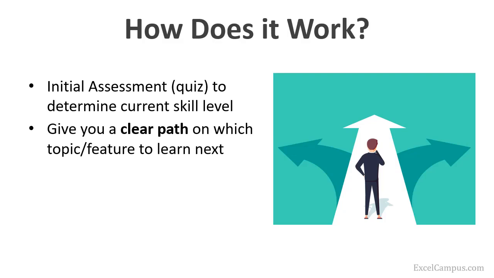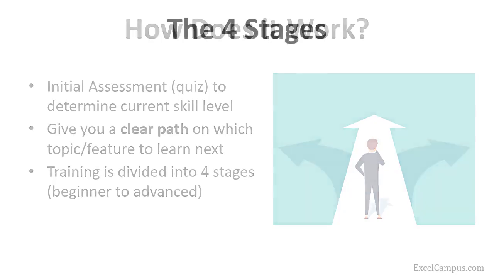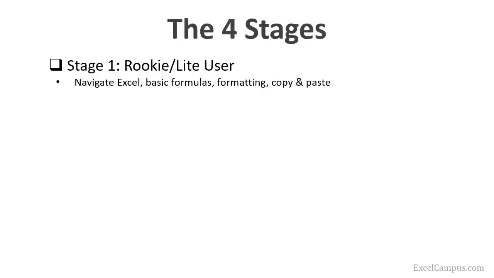So we're going to figure all this out for you to decide where you're at now and then where you need to go next to really elevate your Excel skills. So that means we divided the training into 4 different stages from beginner to advanced. So the 4 stages are: stage 1, I call the rookie or the light user.